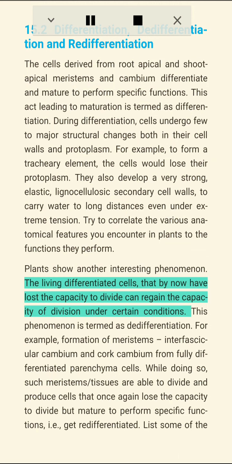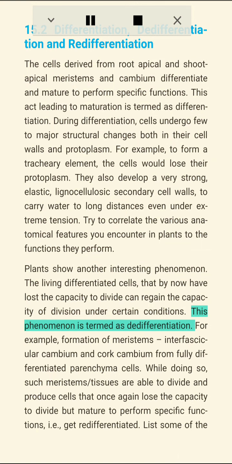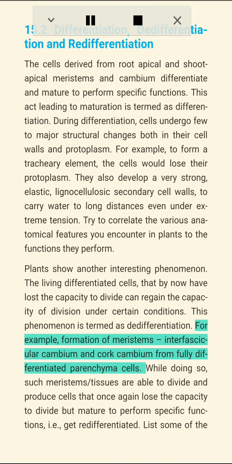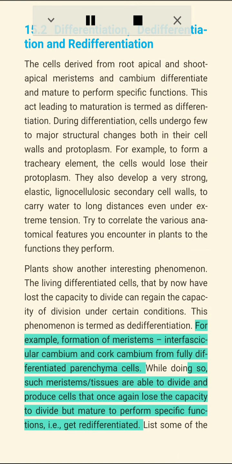Plants show another interesting phenomenon. The living differentiated cells that by now have lost the capacity to divide can regain the capacity of division under certain conditions. This phenomenon is termed as dedifferentiation. For example, formation of meristems, interfascicular cambium and cork cambium from fully differentiated parenchyma cells.